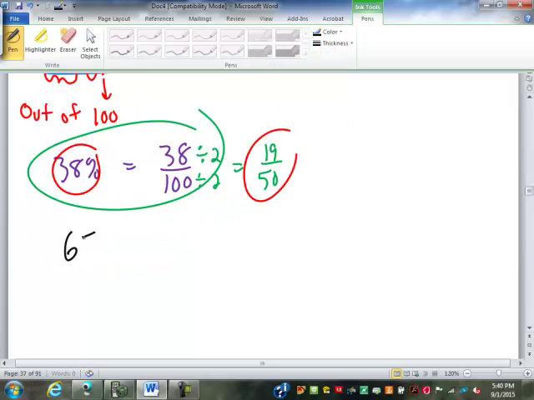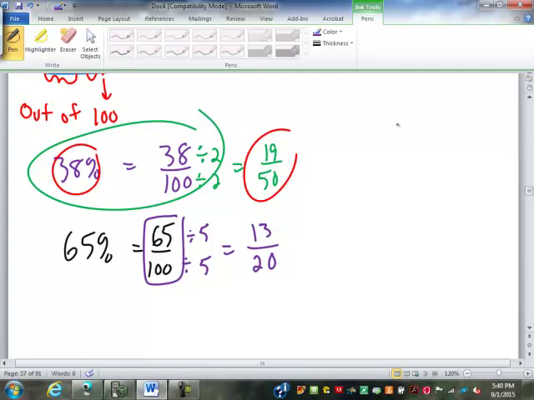So if I had 65%, what's that going to become as a fraction? Well, first it'll be 65 over 100. And what can we reduce that by? 5. Very good. 65 divided by 5 is 13. And 100 divided by 5 is 20. Now, those of you that learned how to use the fraction function on your calculator, once you get to this point, 65 over 100, you can just use that fraction key on your calculator as well. Just enter 65 ABC 100 and it will reduce it to 13/20.